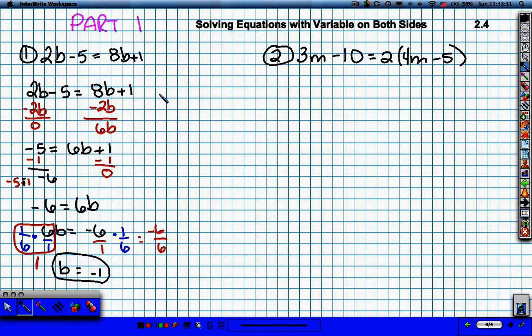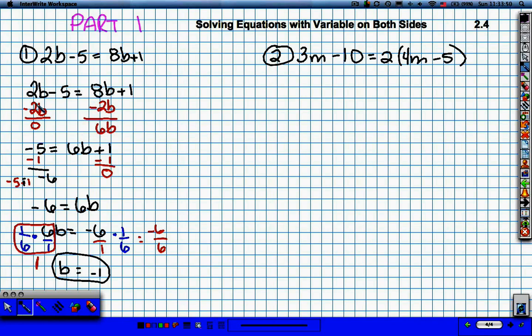And that's it. So to recap, we first had to decide which side we were going to move our variable terms on. In this case we decided to move them to the right. Then I decided to move my constant term to the left. This is what I had, and then I switched it. So now if we think about it, I could have actually moved my b term to the left.